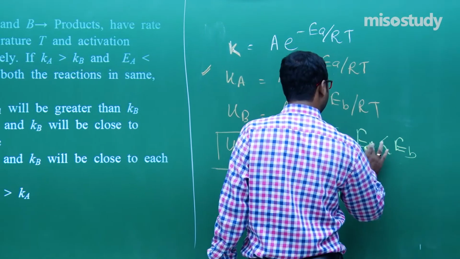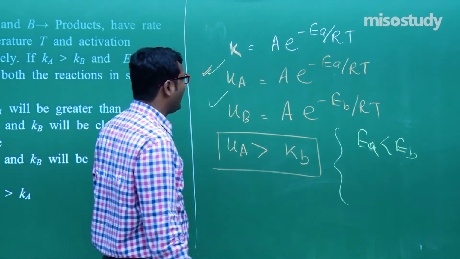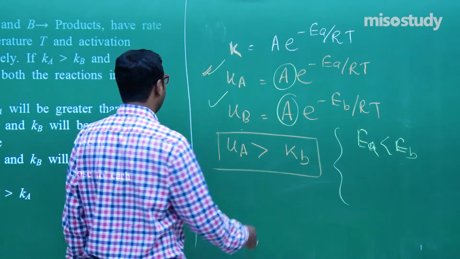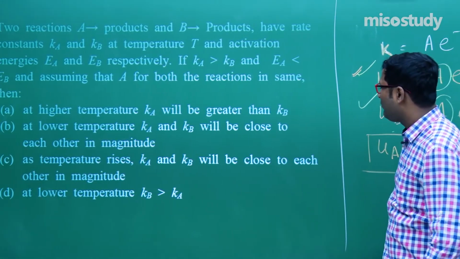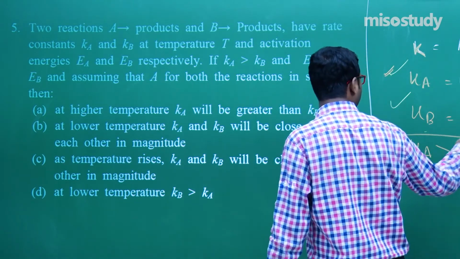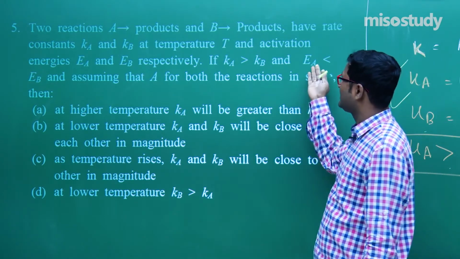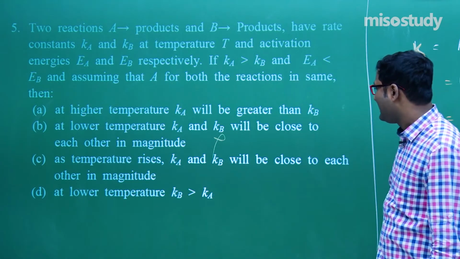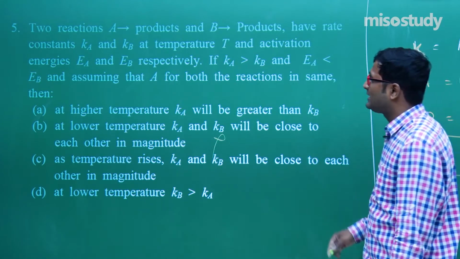Now which factor governs here, tell me. Look at this expression. Which factors govern? That is the temperature and A. Both are the same in both cases, so we do not need to bother about this. But now check out what will happen in this case. The first option: at higher temperature Ka will be greater than Kb. Yes, at higher temperature Ka will be greater than Kb. This is supported because the energy of activation is less, and at lower temperature Ka will be close. As temperature rises, Ka and Kb will come close to each other. So this is a multiple choice exceptional type.